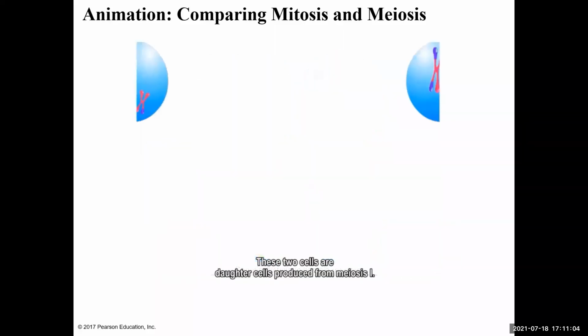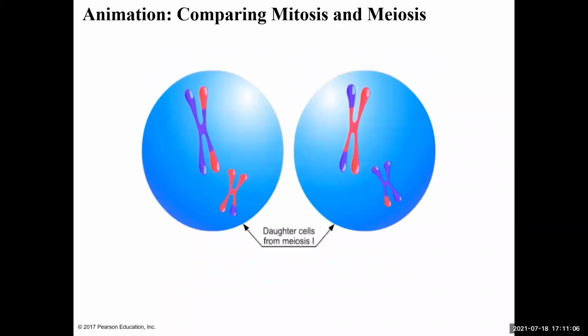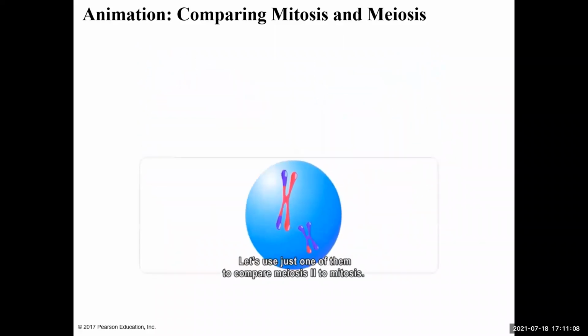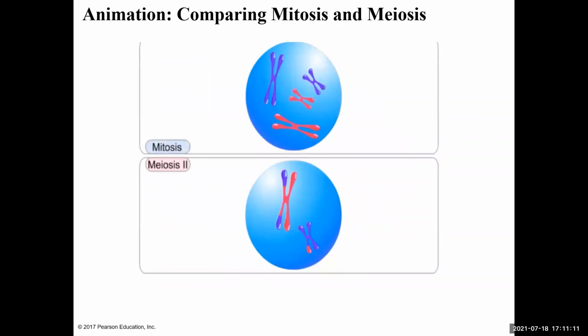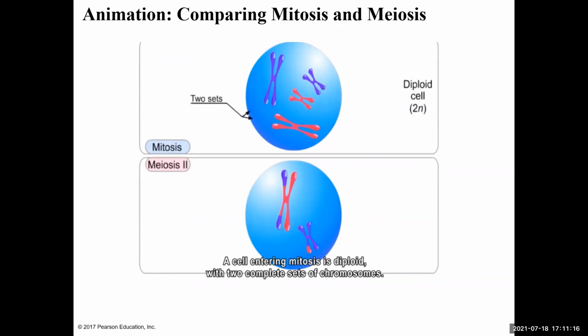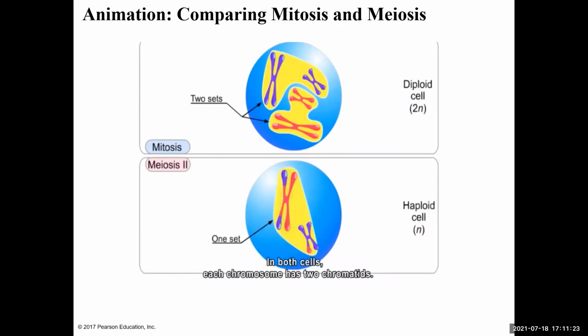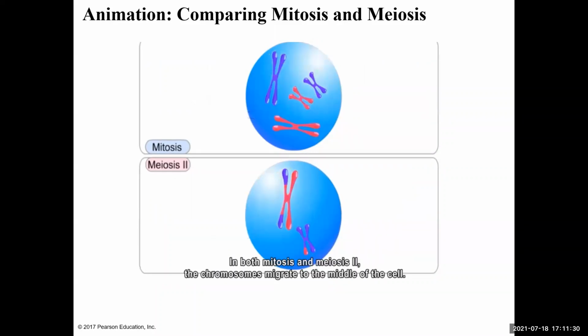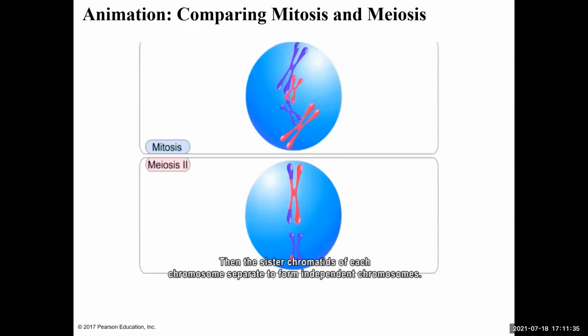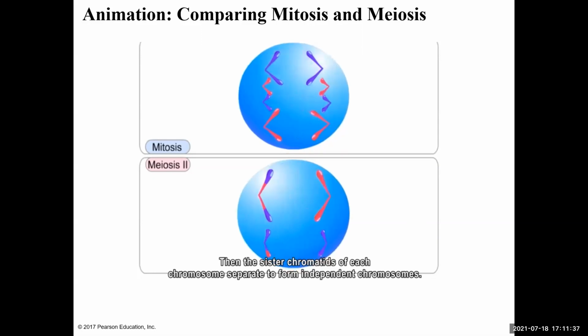These 2 cells are daughter cells produced from meiosis 1. Let's use just one of them to compare meiosis 2 to mitosis. A cell entering mitosis is diploid, with 2 complete sets of chromosomes. A cell entering meiosis 2 is haploid, with just 1 complete set of chromosomes. In both cells, each chromosome has 2 chromatids. In both mitosis and meiosis 2, the chromosomes migrate to the middle of the cell. Then the sister chromatids of each chromosome separate to form independent chromosomes.